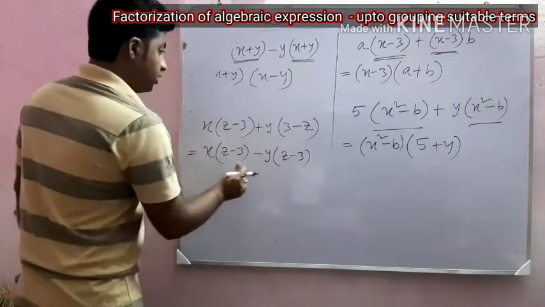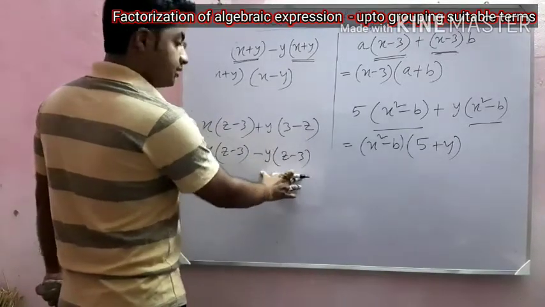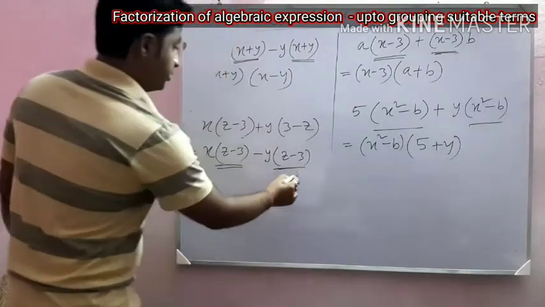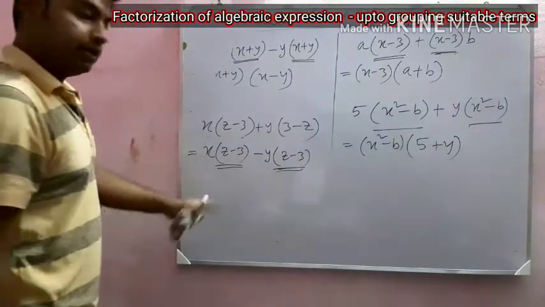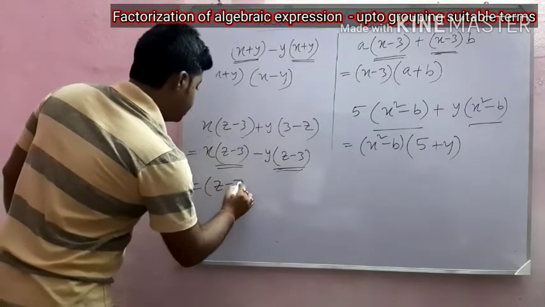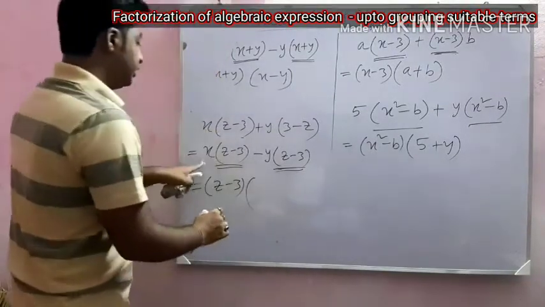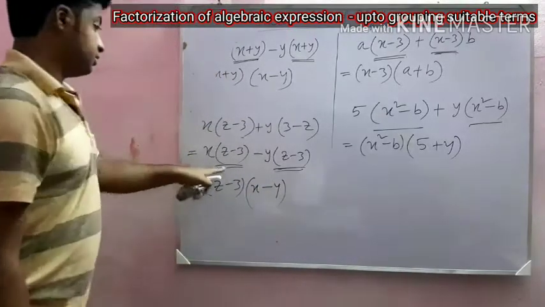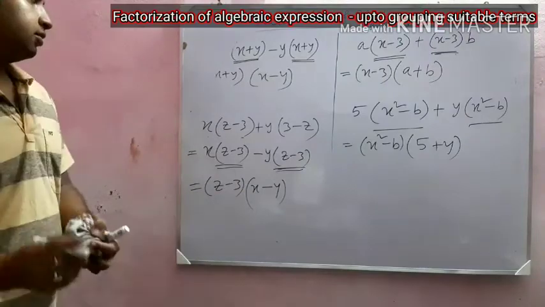Now, converting this term as this term, I have the common term z minus 3, that is in the bracket. Now take this common term out, z minus 3, and the remaining term here is x and the other term is y. This is the result of this factorization. Okay.